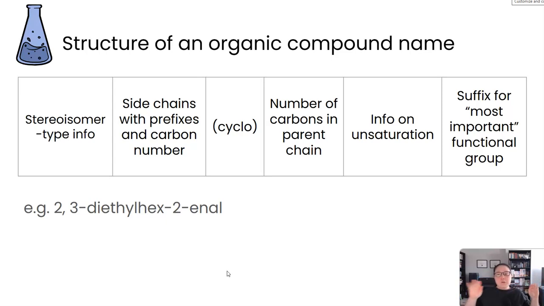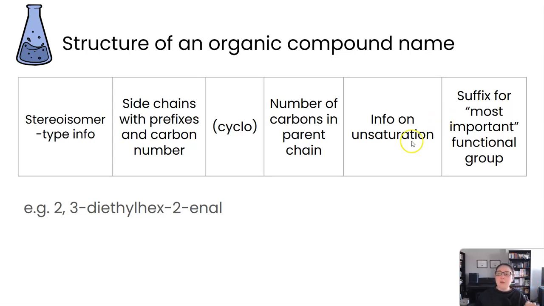Now, when it comes to the name of an organic compound, this is basically the formula for how it's set up. So, at the very, very beginning, you'll toss in the stereoisomer information, if it is relevant. Then you're going to have your side chains with their prefixes and their carbon number. If it's cyclic, the cyclo goes in here. Then you start the parent chain name. You start with the part that reveals the number of carbons in there. Any info on unsaturation also goes there. And then at the very end, it's going to be your suffix, which is based on your most important parent functional group.